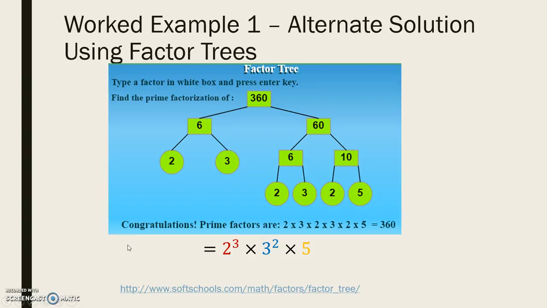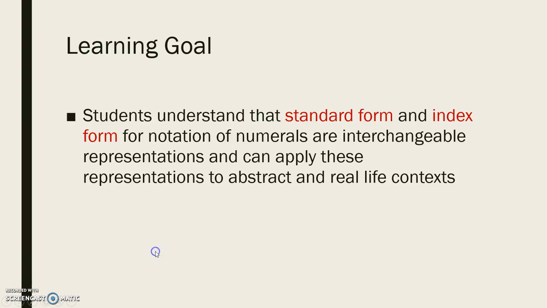Here's an alternative method. I've included the website here for a link that does this process for you with the factor tree. That's all I used. Once again, type in your number and it brings up the factor pair. You're familiar with factor trees from grade 6 or 7. And it gives us the same results, where we can come up with the answer.